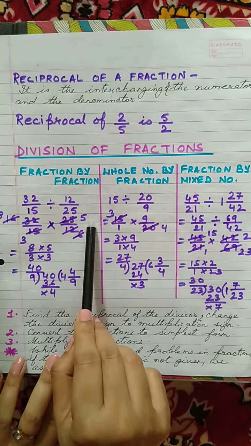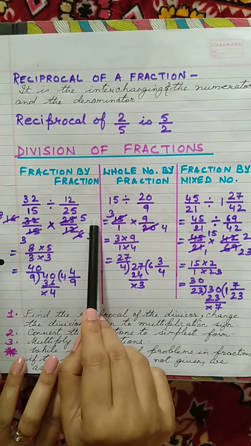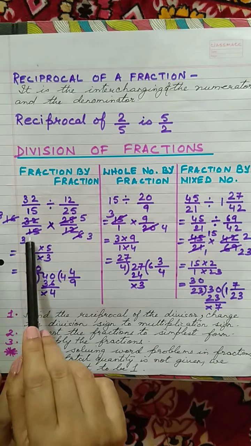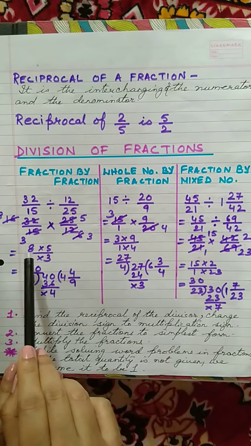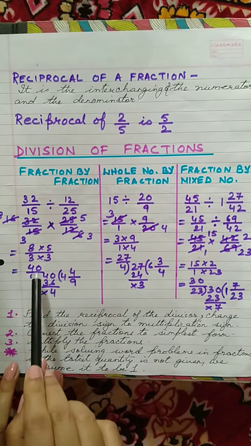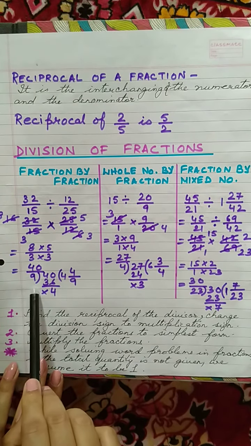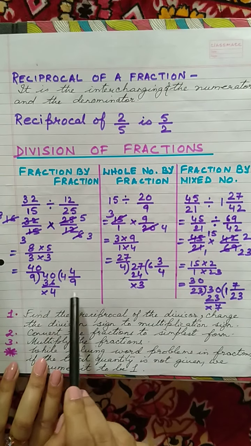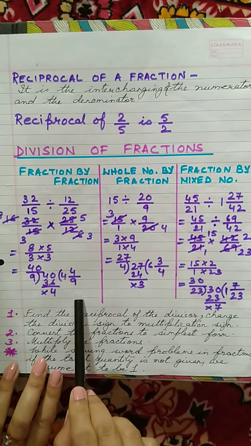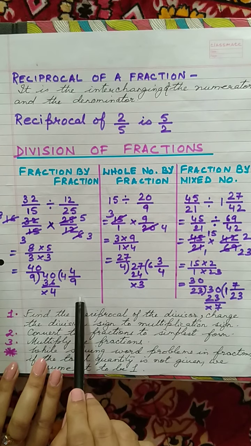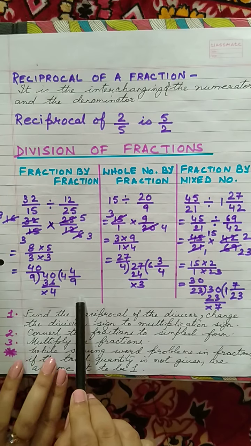So in the numerator we have 8 into 5. In the denominator we have 3 into 3. So that is 40 by 9. Now this 40 by 9 is an improper fraction, so we change it to a mixed fraction and get 4 4 by 9 as the answer.